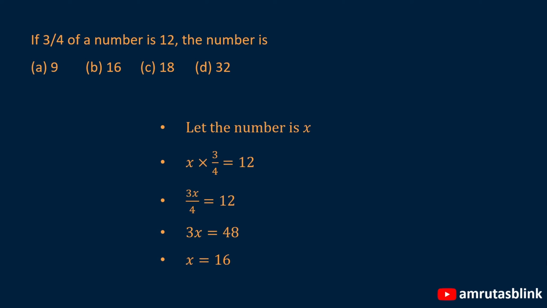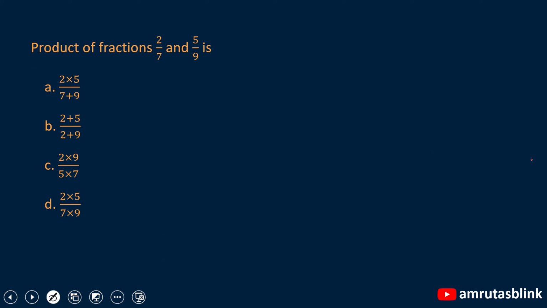So we can say that the given number is 16, and you can also cross verify by finding 3/4 of 16. It should give you the answer 12. So we simply find 16 into 3/4: 4 1s are 4, 4 4s are 16, and 4 3s are 12. That means our answer is cross verified. We'll move to the next problem.